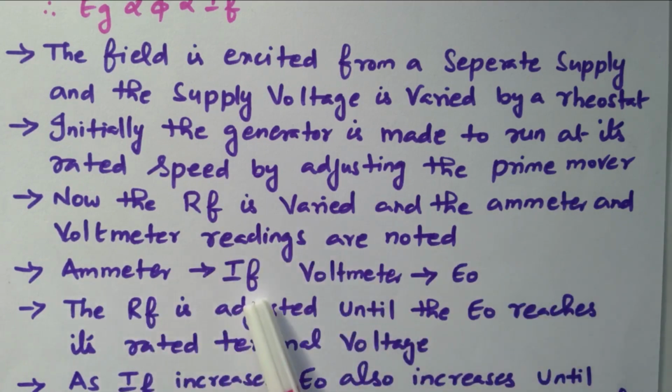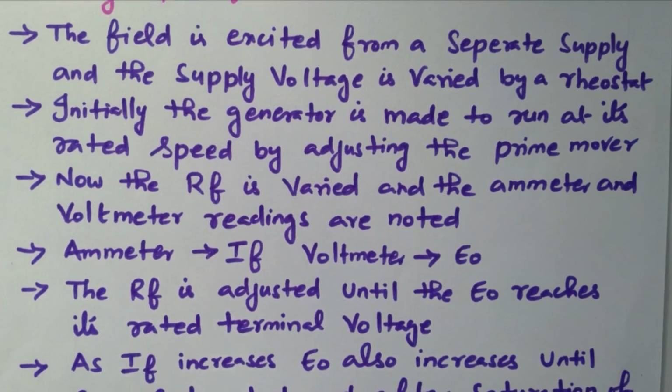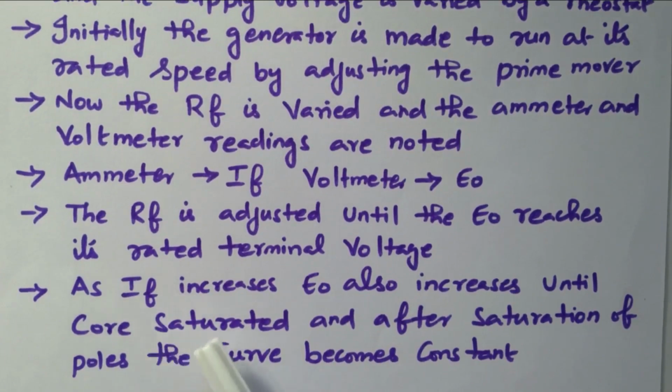The ammeter will give the field current, the voltmeter will give the no load EMF. The RF is adjusted until E naught reaches its rated terminal voltage. For various sets of readings, the RF is adjusted until E naught reaches the rated value. We need to continue the same process. As IF increases, E naught also increases until the core is saturated, and after saturation of the pole, the curve becomes constant. So this is the no load or saturation characteristics, that is the graph drawn between field current and no load EMF.